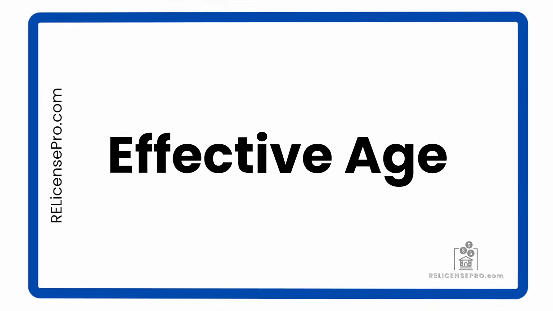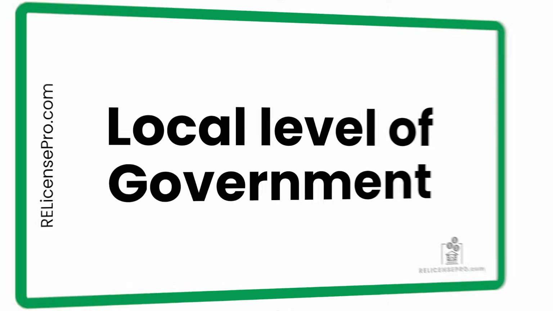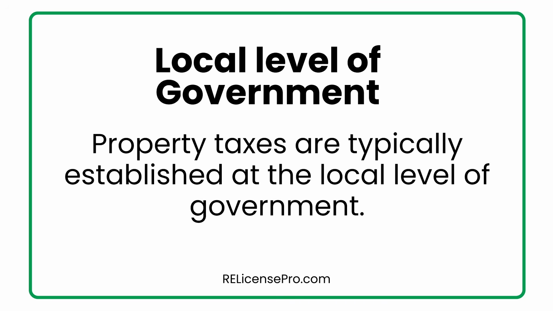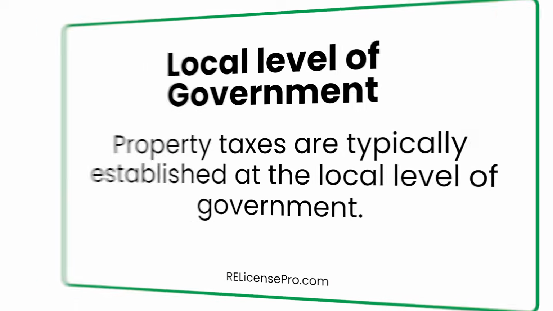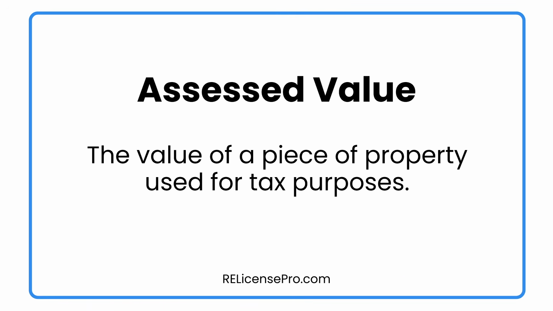Effective age. The effective age is the perceived age of a property based on its appearance, upkeep, and overall condition as opposed to its actual age. Local level of government. Property taxes are typically established at the local level of government. Assessed value. The assessed value is the value of a piece of property used for tax purposes.